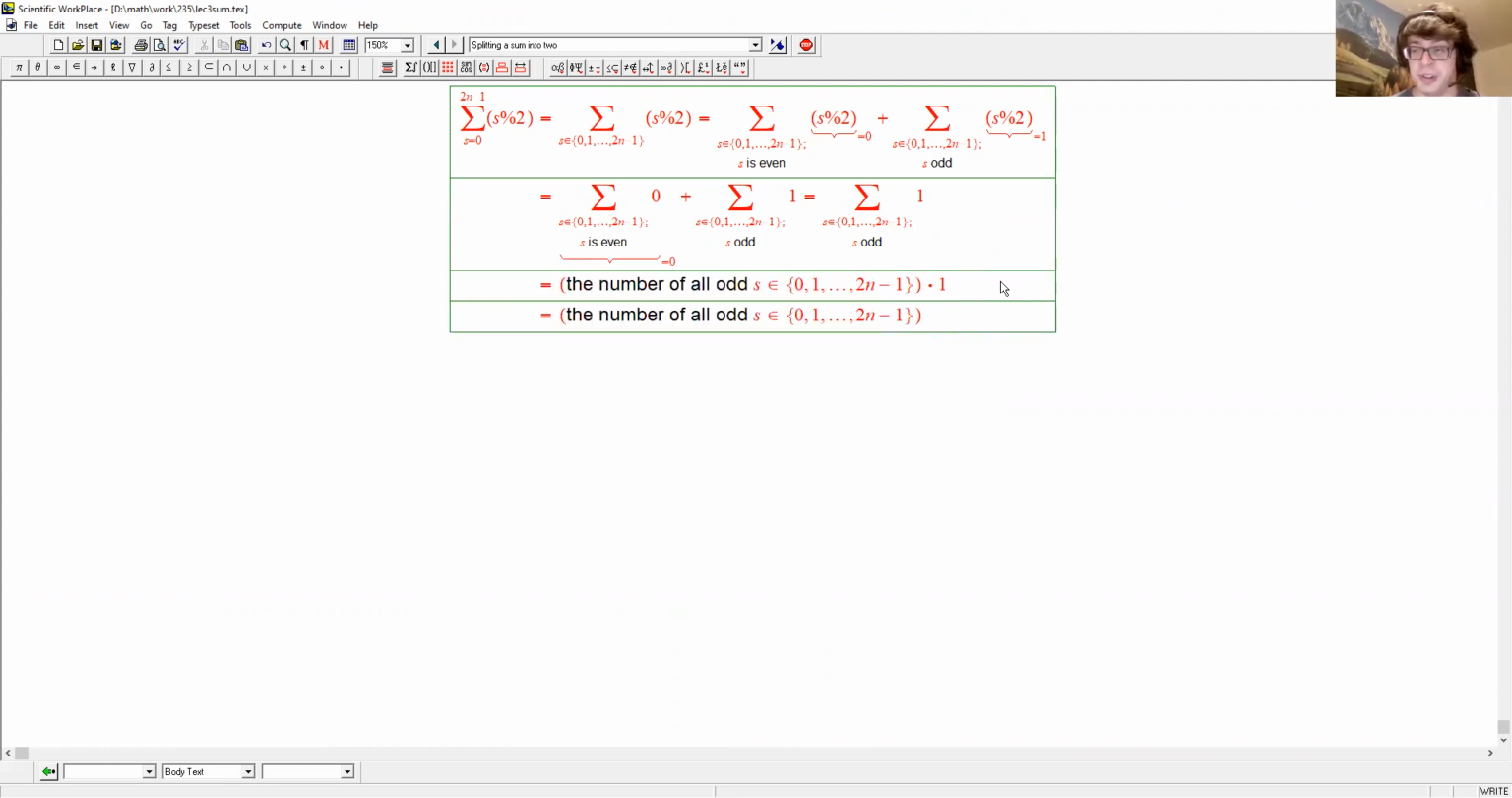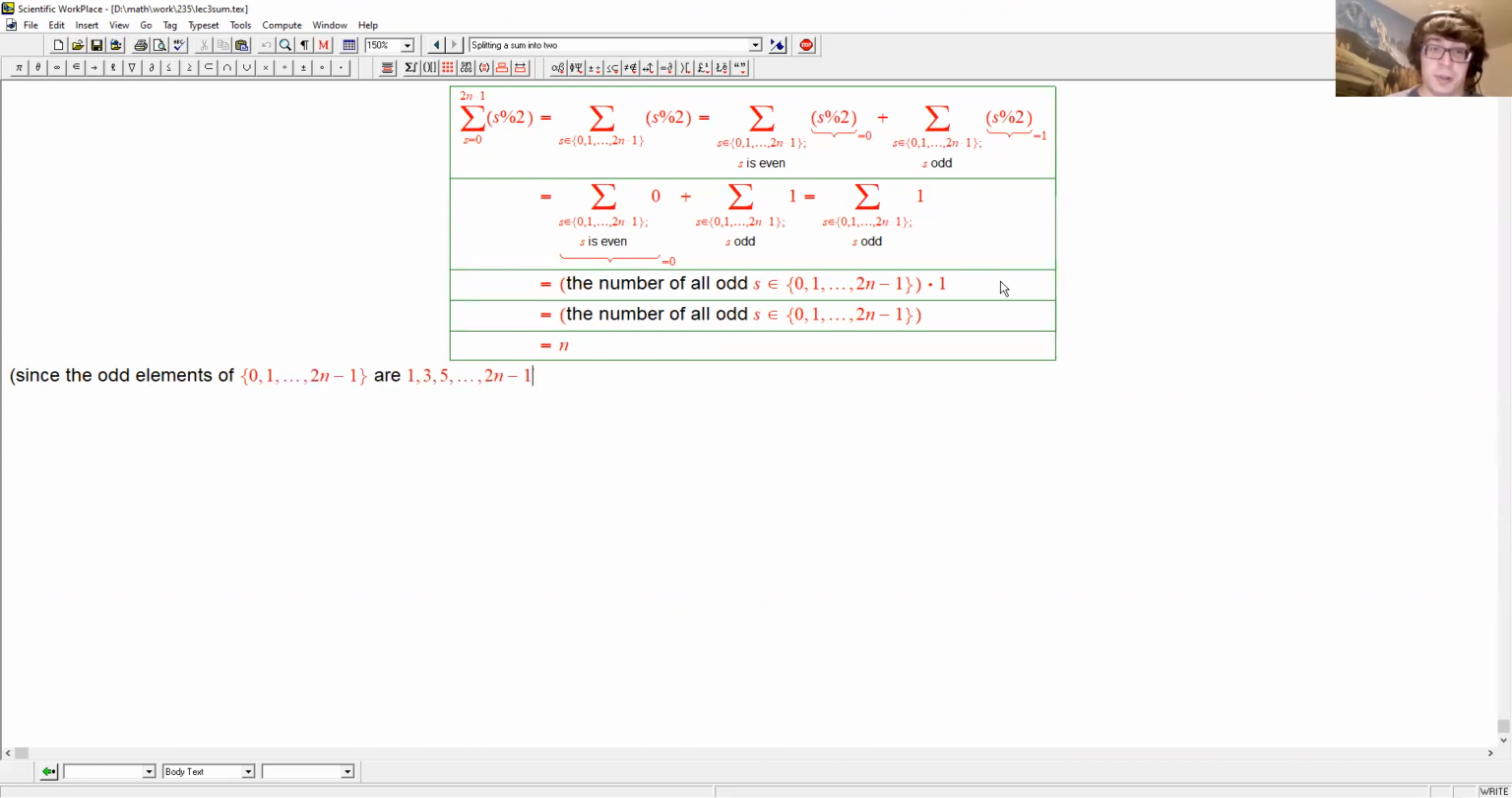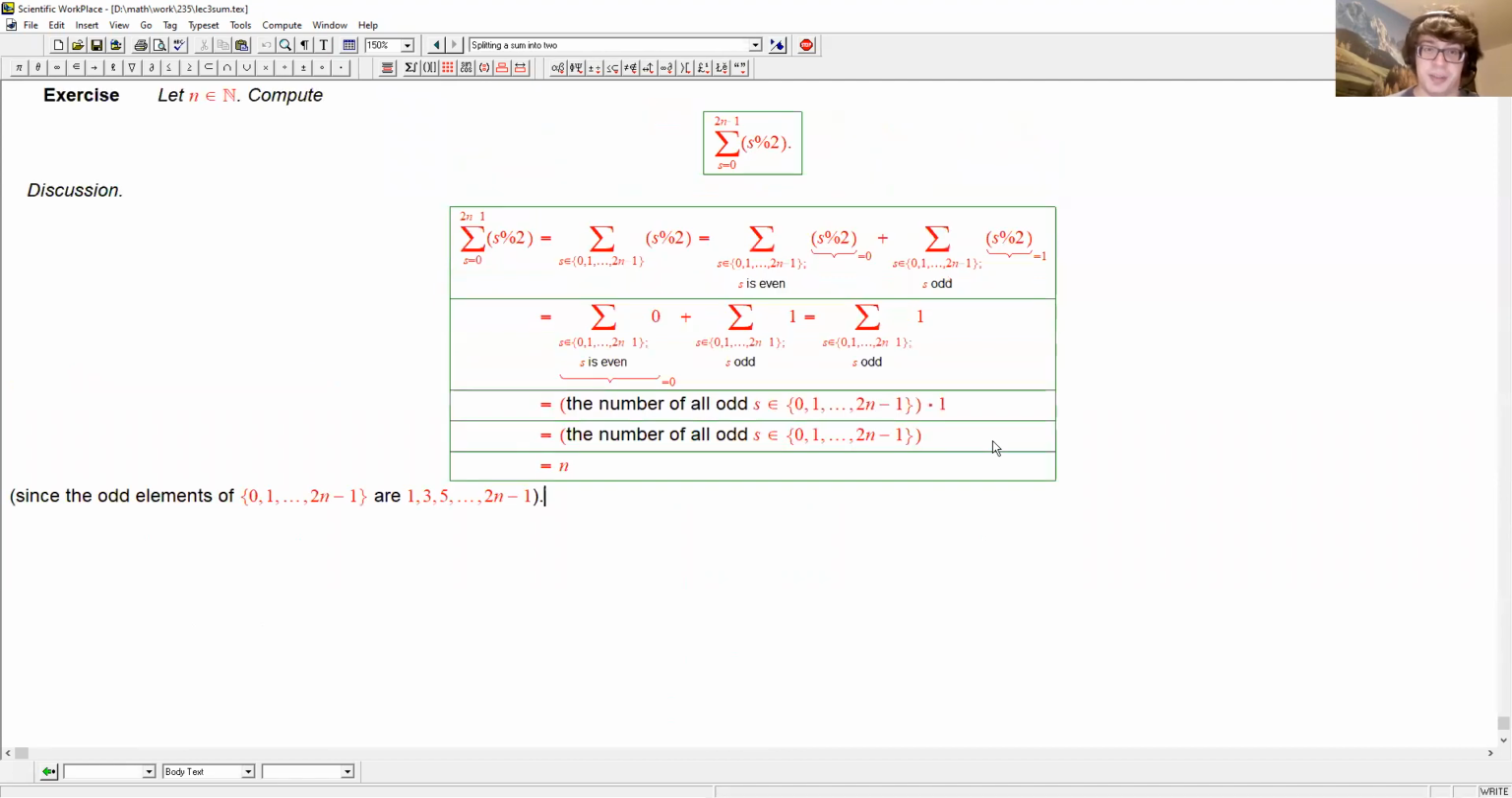What's the number of odd elements in the set? I claim that it's n, because the odd elements of 0, 1, 2, and so on, 2n minus 2, and 2n minus 1 are 1, 3, 5, and so on, 2n minus 1. And there are n of them.